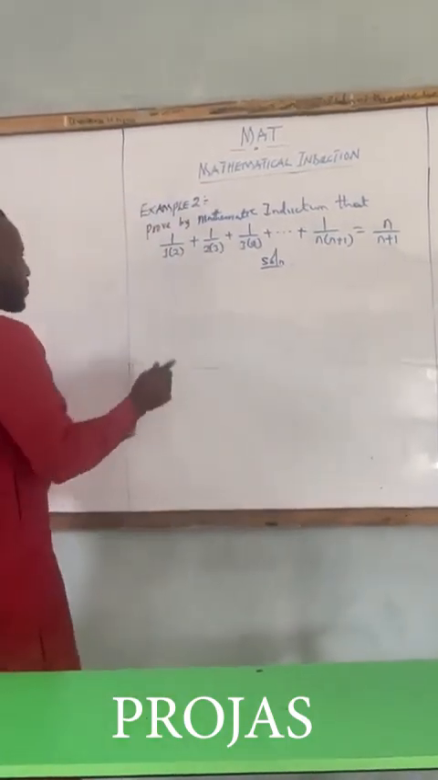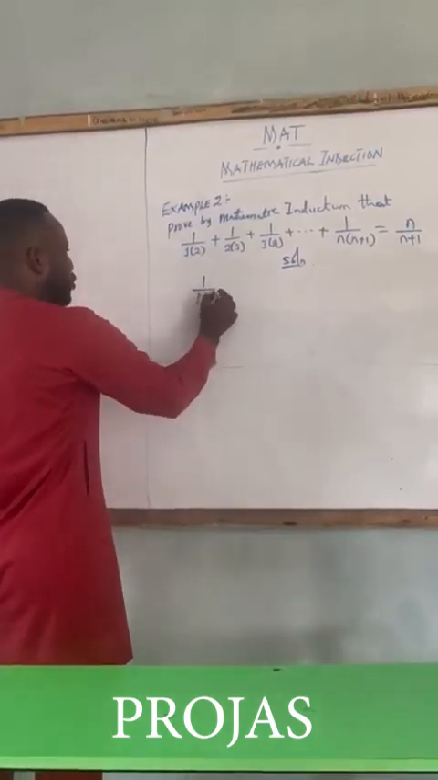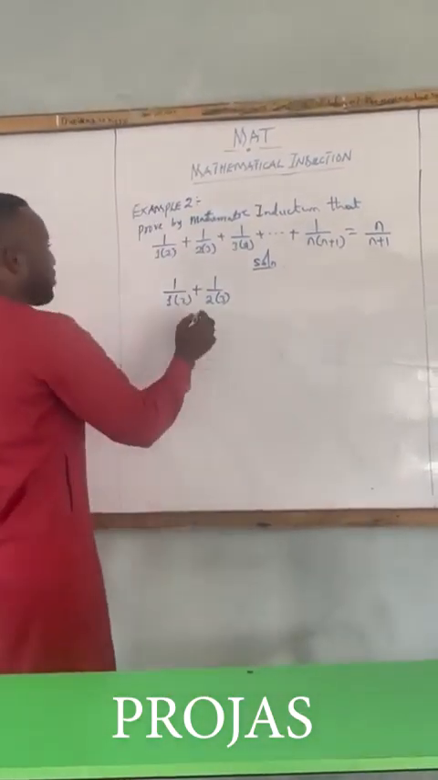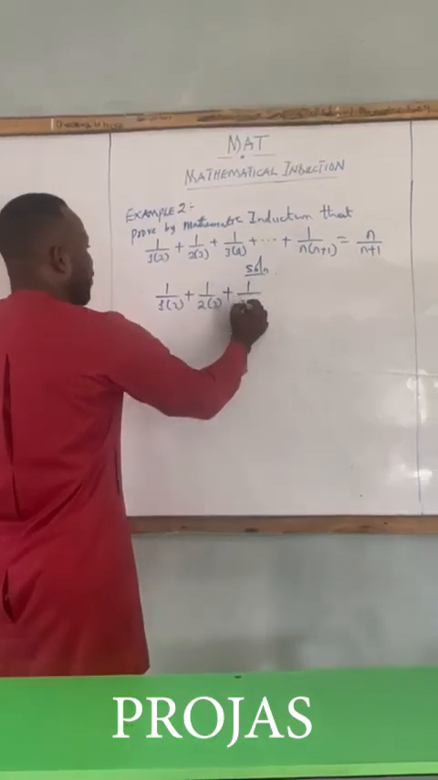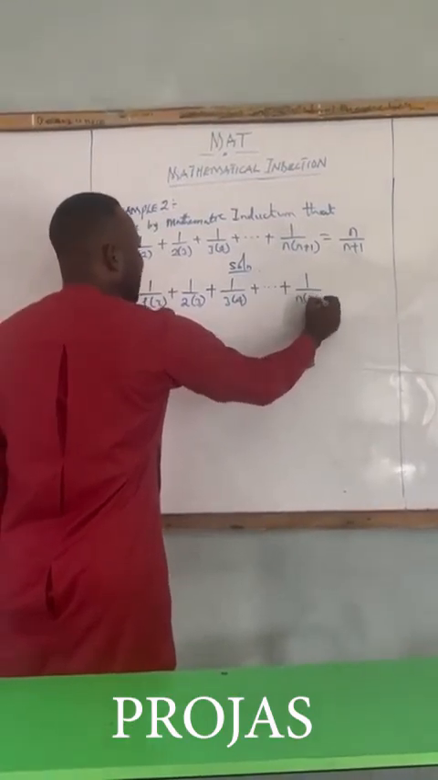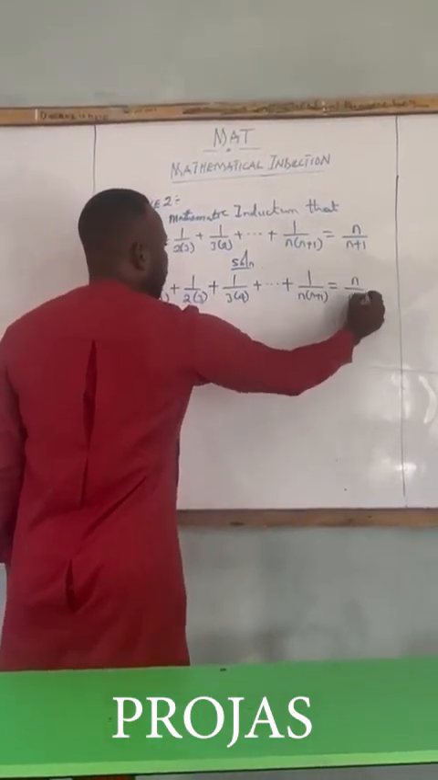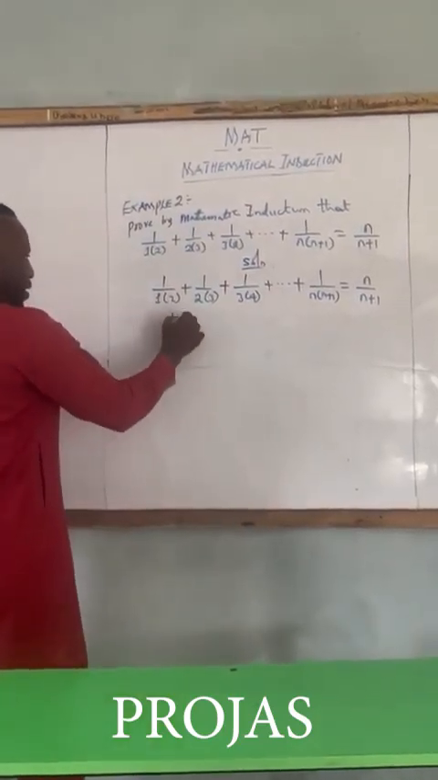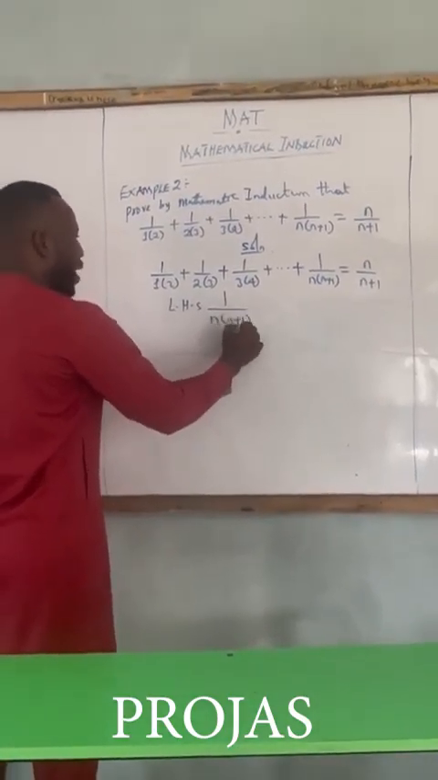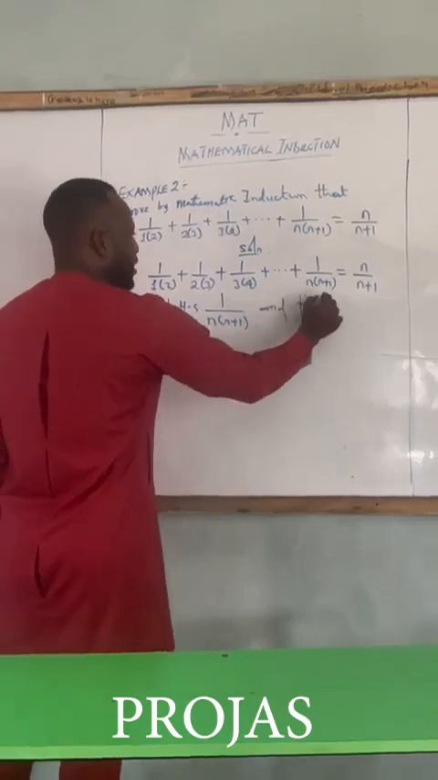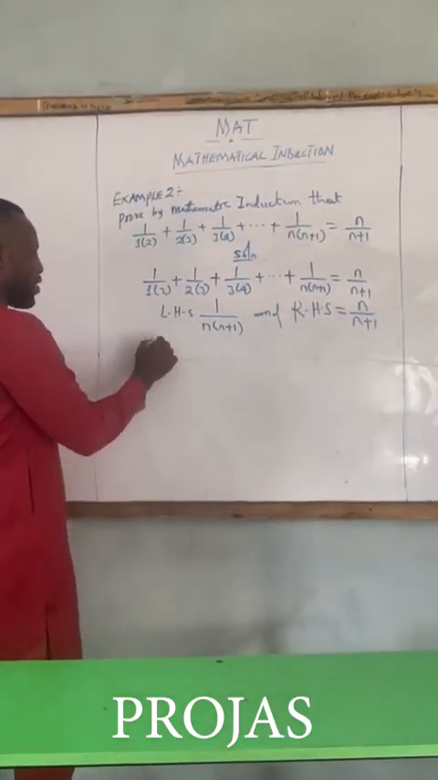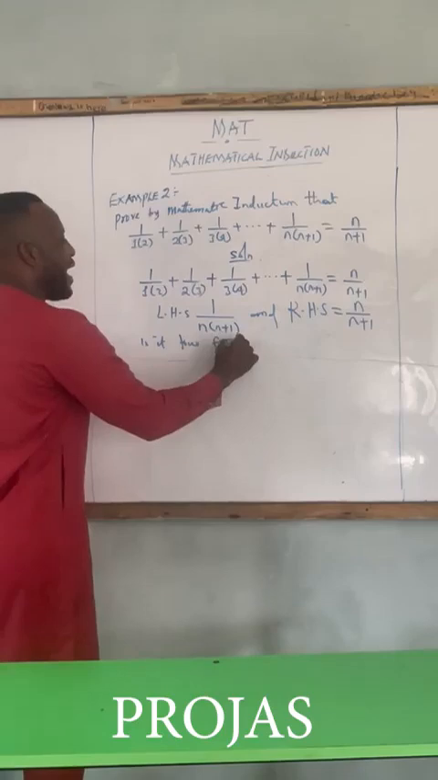So let us start. If I have 1 over 1 times 2 plus 1 over 2 times 3, I beg your pardon, plus 1 over 3 times 4 plus dot dot dot plus 1 over n into n plus 1 equals n over n plus 1. The left hand side of this mathematical statement is 1 over n into n plus 1, and the right hand side of the mathematical statement is n over n plus 1. So is it true for n equals 1?